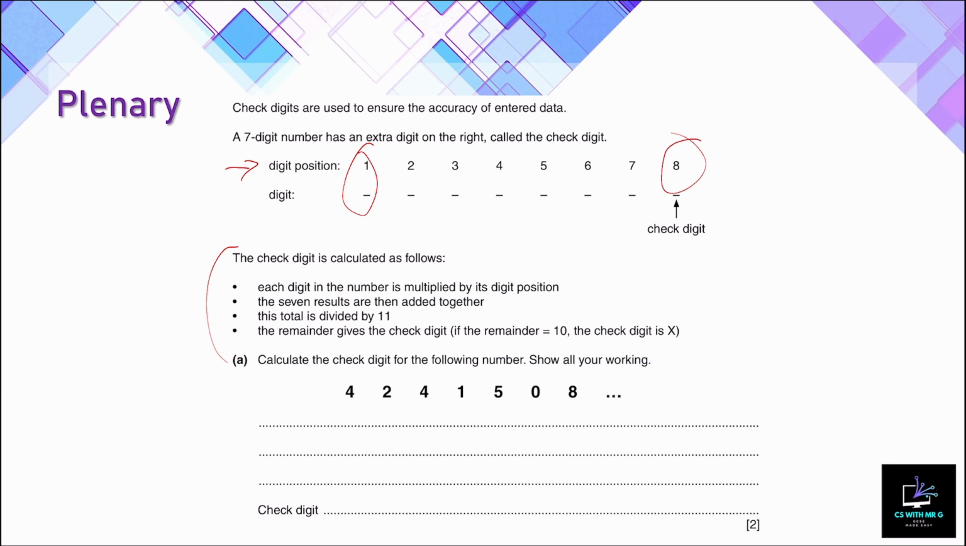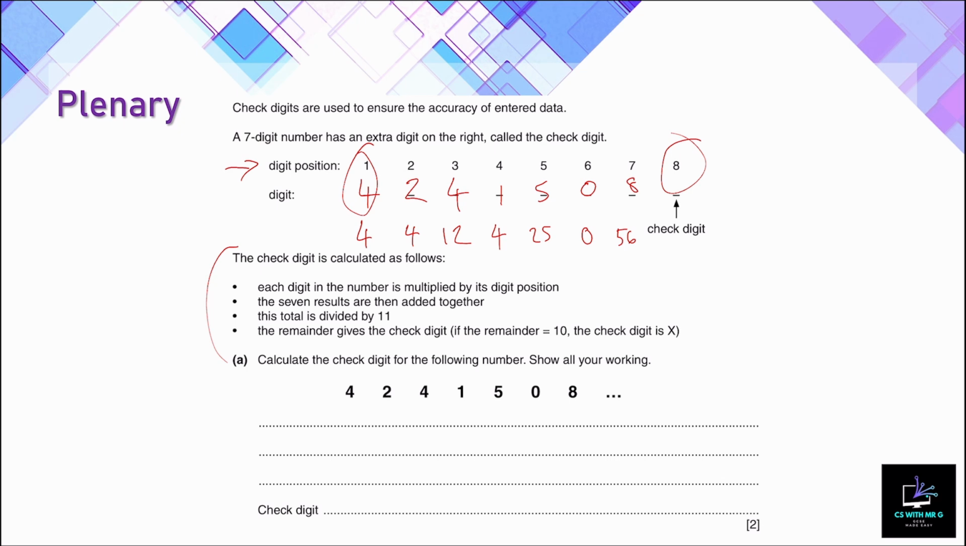The 7 results are then added together. The total is divided by 11, and the remainder gives the check digit. If the remainder equals 10, the check digit is X. Check this number showing your working. So put our number here, 4241508. We'll times each digit by the position that it's in. So 4 times 1 is 4, 2 times 2 is 4, 4 times 3 is 12, 1 times 4 is 4, 5 times 5 is 25, 0 times 6 is 0, 8 times 7 is 56.